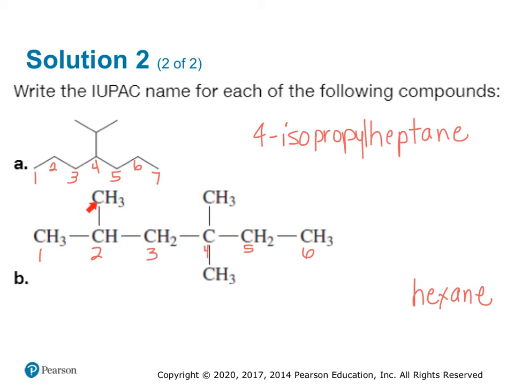I see this is a methyl group. This is a methyl group. And this is a methyl group. So there are 3 methyl groups. 3 is tri. So we're going to say trimethylhexane. Now we have to say where the methyl groups are located. So we'll say 2,4,4-trimethylhexane. So that would be the name of this compound.